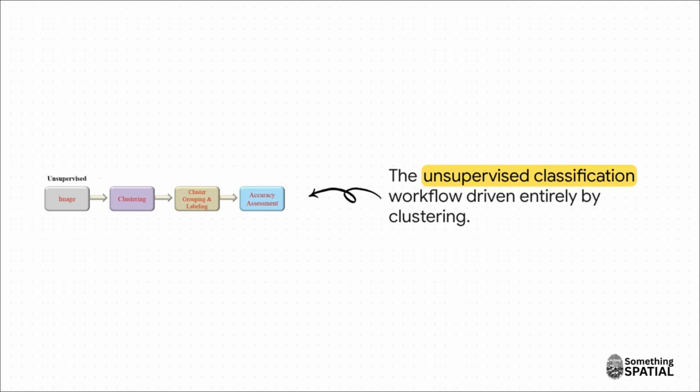With this method, we go straight from the raw input image directly into clustering. The machine separates unknown pixels into distinct groups with absolutely zero direction from the analyst. Because of this, it is incredibly fast and absolutely ideal for exploring unfamiliar landscapes where you just don't have the ground truth data you'd need for the supervised method.